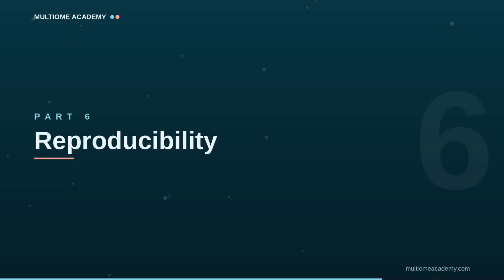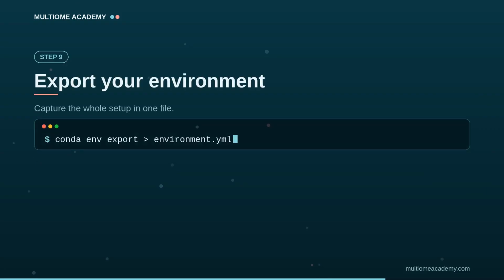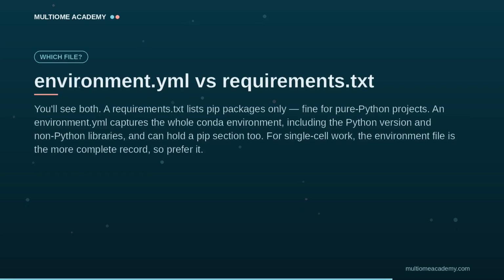Part 6. Reproducibility. This is the difference between a project others can rerun and one that quietly dies on your old laptop. Now capture what you built. Conda env export writes every package and version into a single file, environment.yaml. Commit that file alongside your code. It's a complete recipe for your setup, the one artifact that lets anyone, anywhere, rebuild the exact environment your analysis ran in. You'll see both.